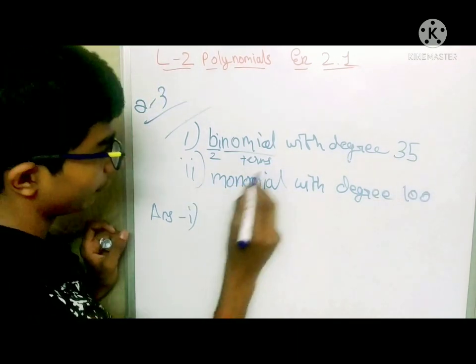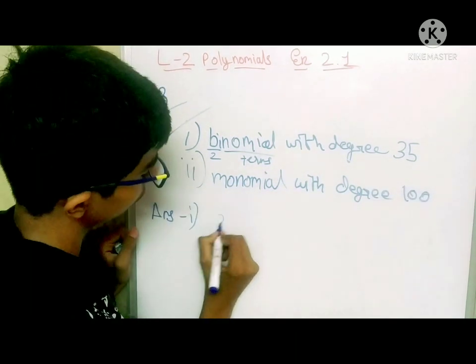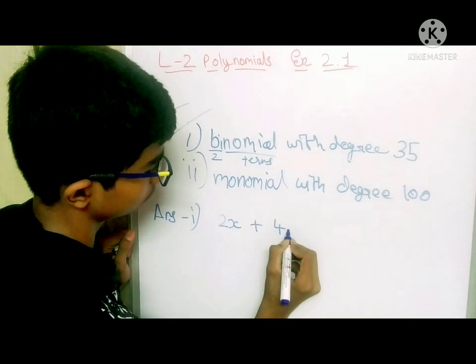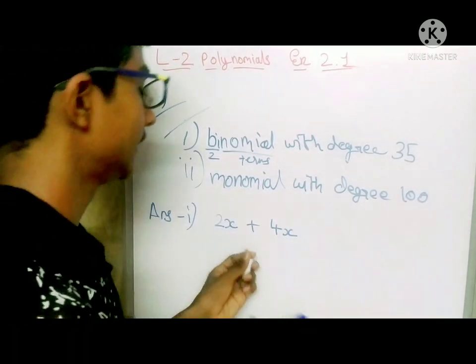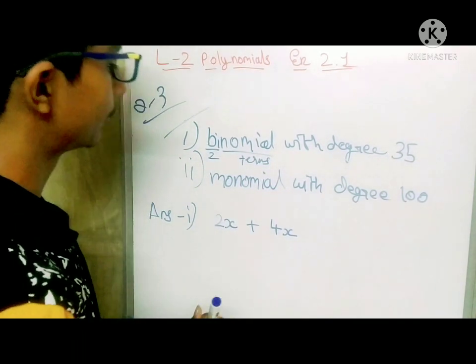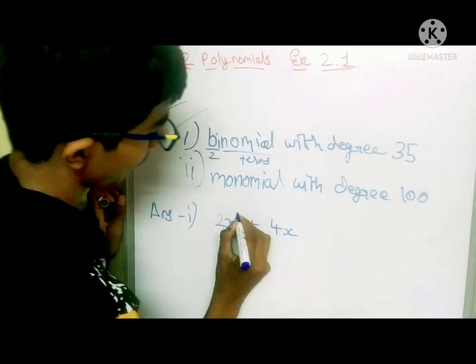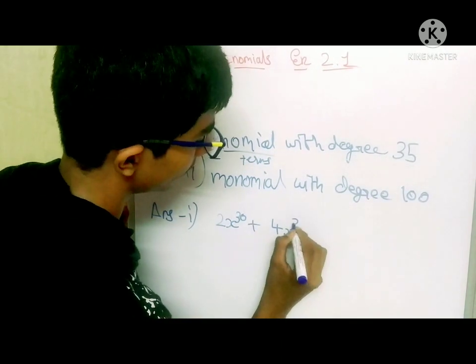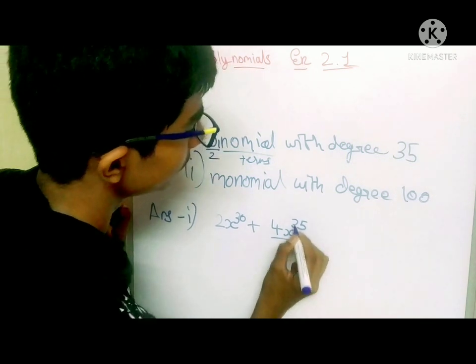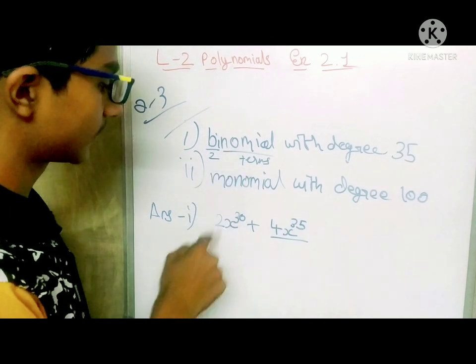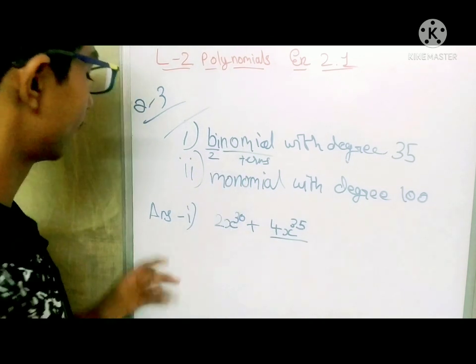So here I will write the first equation without degree. Here there are 2 terms. So now this is a binomial, but we should have the degree as 35. So here I will write 30 and here 35. So now this is the degree and this is a binomial. So this is the answer of question 1.